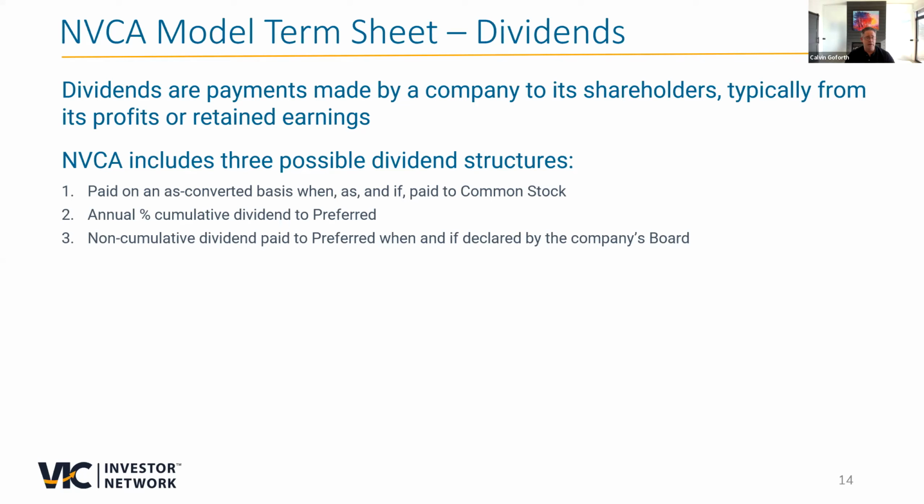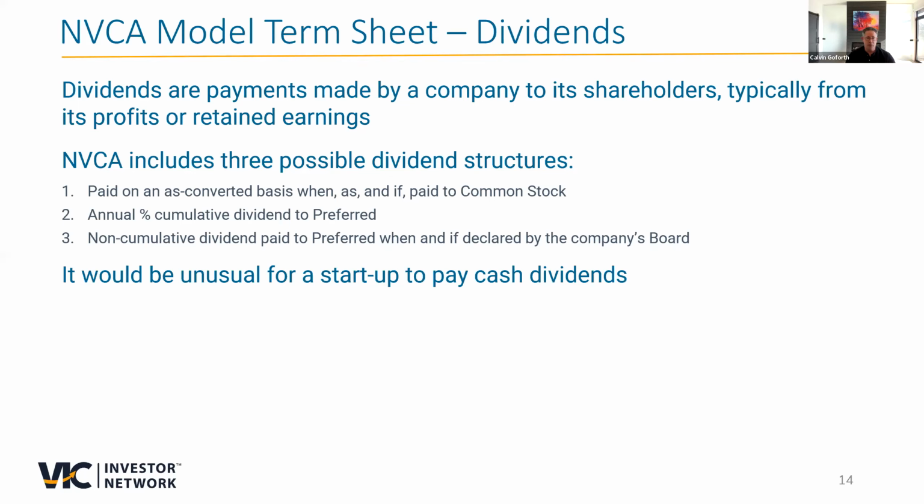You do sometimes see a cumulative dividend, where cumulative dividend means that there's an annual percentage dividend that goes to preferred, and it can be either paid in cash or accrued until there's a future liquidity event, and then it's paid out to the preferred before the balance of the proceeds are distributed. You can also have a non-cumulative dividend paid to preferred when and if declared by the company's board. Those are the three possible structures from which you can choose from the NVCA model term sheet.